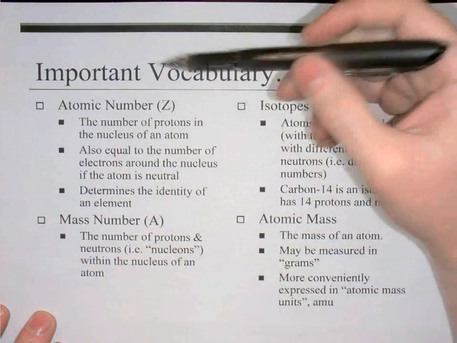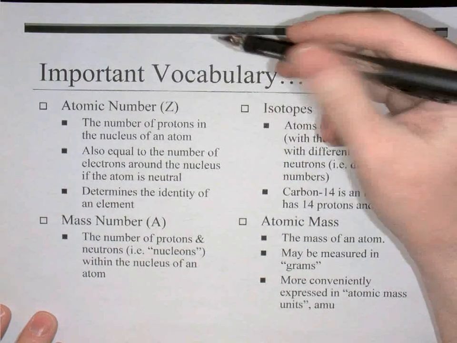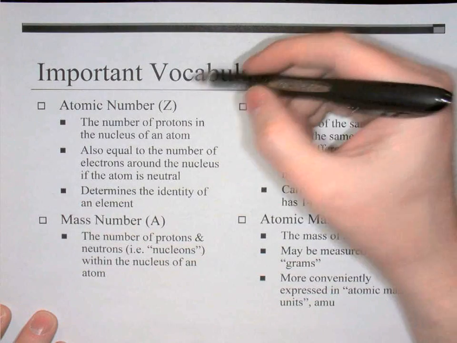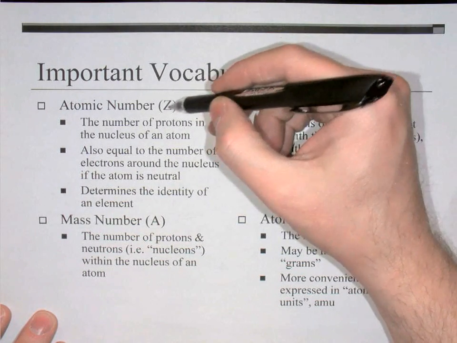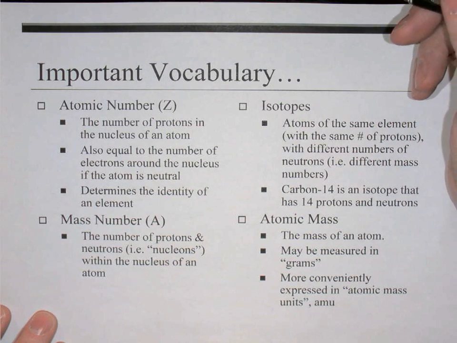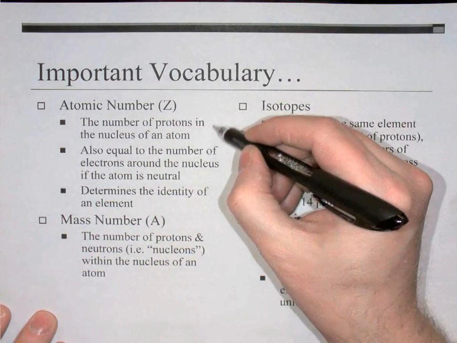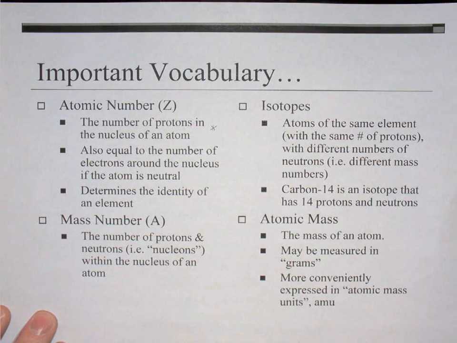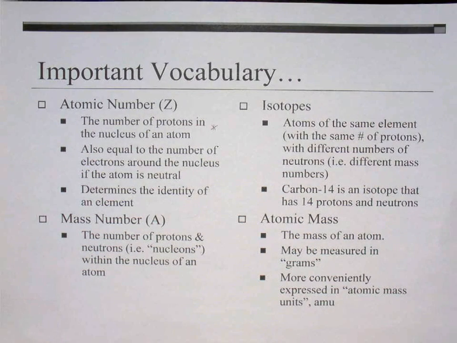One is the idea of an atomic number. It's given a symbol which is a little strange. The symbol for atomic number is the capital letter Z. When you're looking at atomic number, you're counting the number of protons that are in the nucleus of an atom. So there's the definition of atomic number. It's the number of protons in the nucleus of the atom.